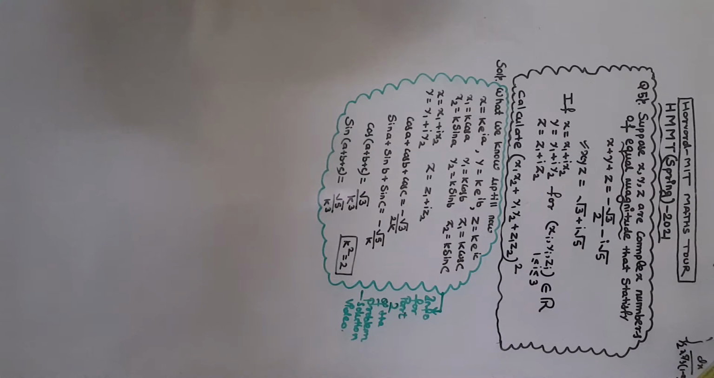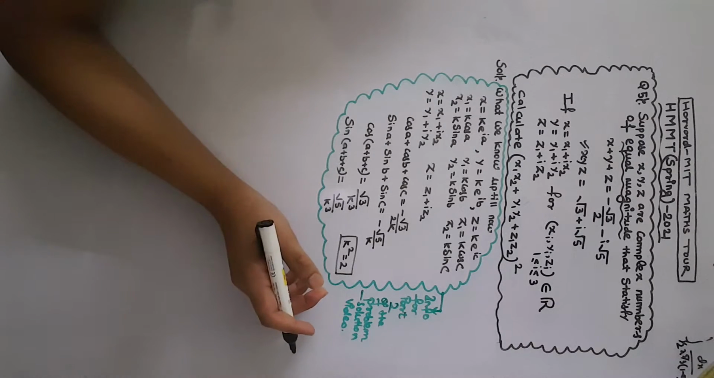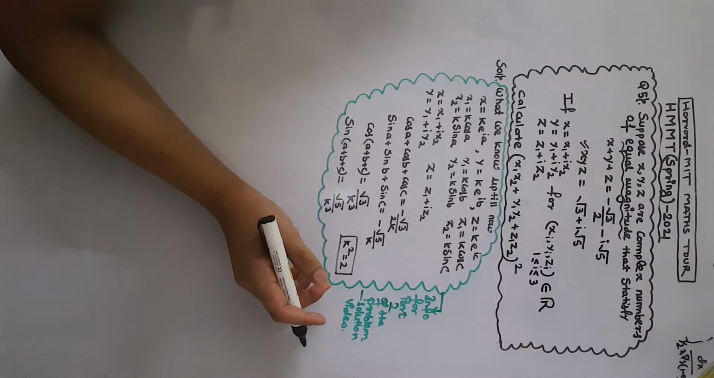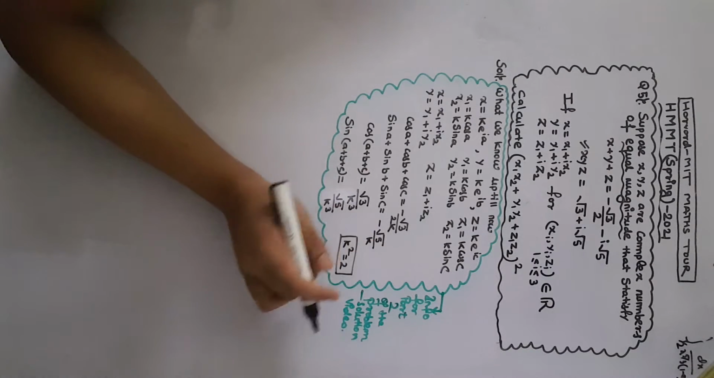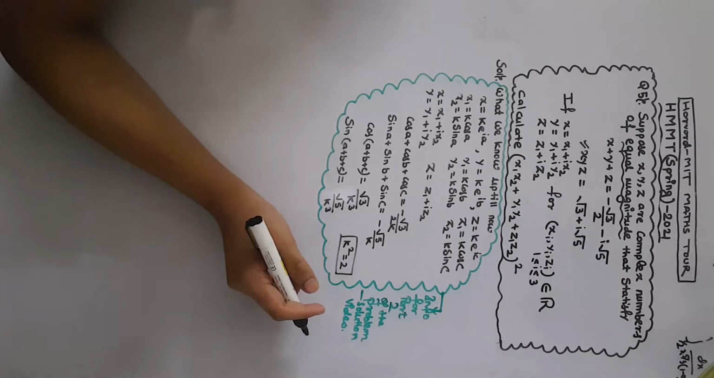So welcome everybody to the second part of the solution of question number 5 of the Harvard MIT Maths Tournament, which was held in spring 2021. In the first part we solved a part of this question, and the information we got from the first part for question 5, which has been highlighted here in the black box, is given in this green box.